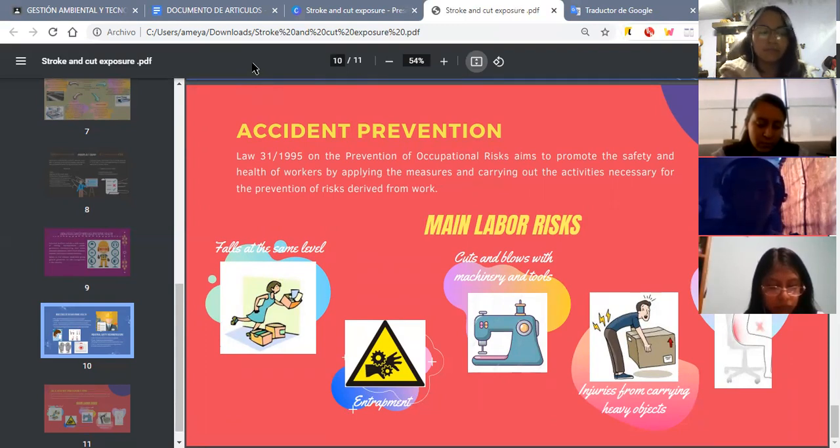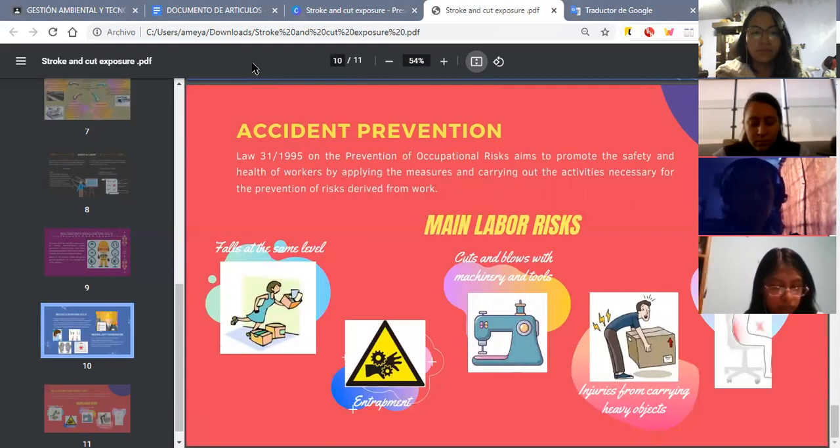Another of the risks is cuts and blows with machinery and tools. The preventive measures are: protect the cutting parts of the machines with guards, use tools with ergonomic handles, and use machinery and tools only by trained personnel. Another of the main labor risks is injuries from carrying heavy objects.